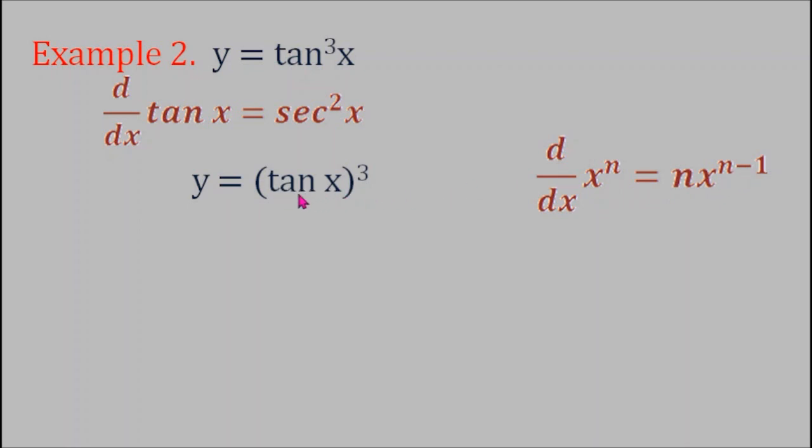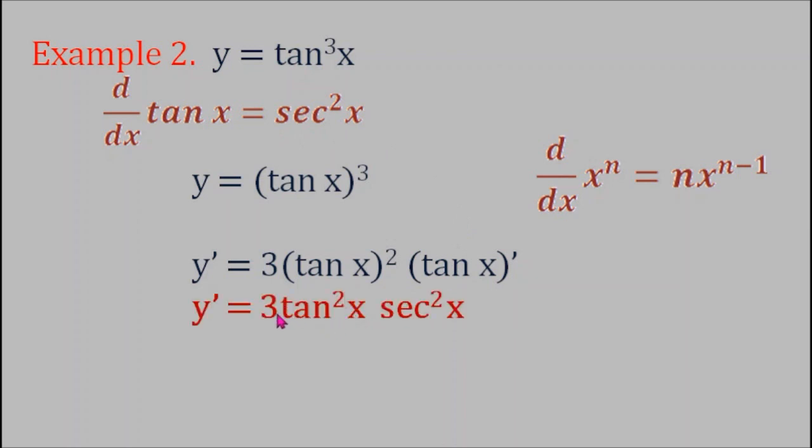So treating tangent x as x, we will get 3 tangent x squared times the derivative of tan x. And we know that the derivative of tan x is secant squared x. So therefore we have 3 tan squared x times secant squared x as the derivative of tangent cube x.